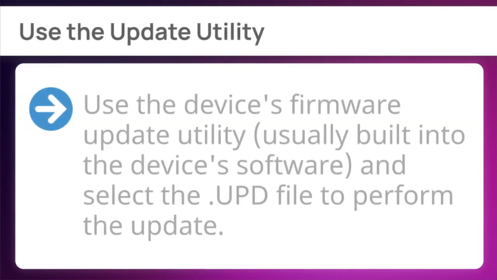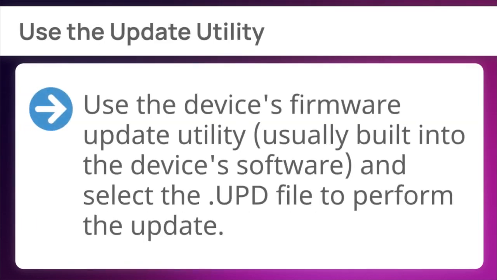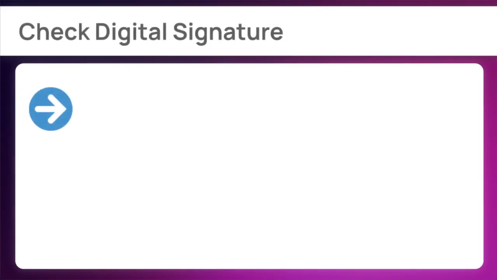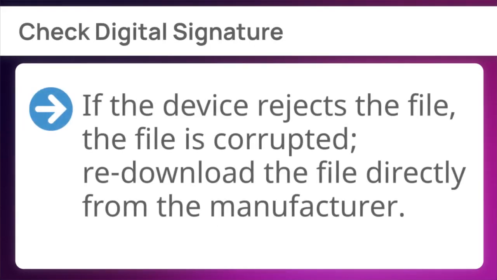Next, use the update utility. Use the device's firmware update utility, usually built into the device's software, and select the UPD file to perform the update. Finally, check the digital signature. If the device rejects the file, it is corrupted. Re-download the file directly from the manufacturer.